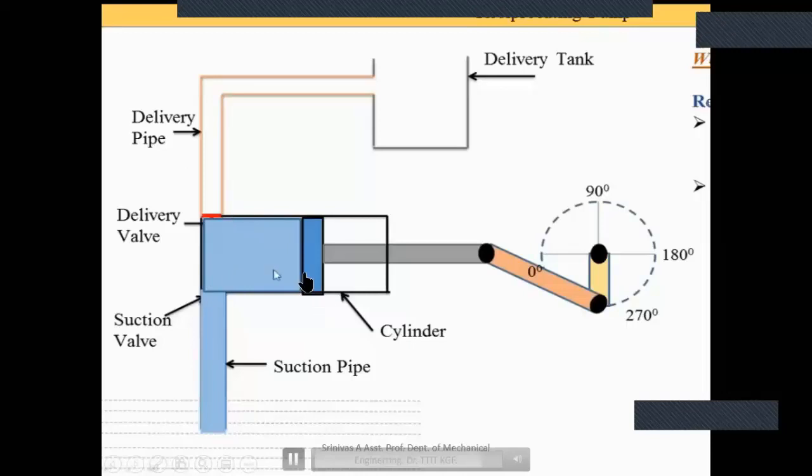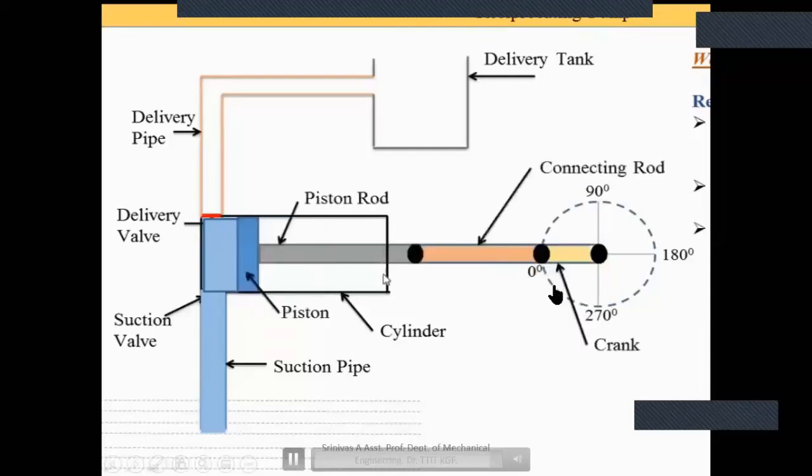So the piston movement will take place from the back end to the front end. When the piston moves from the back end to the front end, the delivery valve will open and the suction valve is closed, and the water will be displaced to the delivery pipe and on to the delivery tank. Now we see what happens when it moves from 270 to 0 degrees, back to the initial position. The delivery valve is open, the water is running through the delivery pipe and it will reach the delivery tank. This is how the reciprocating pump works.